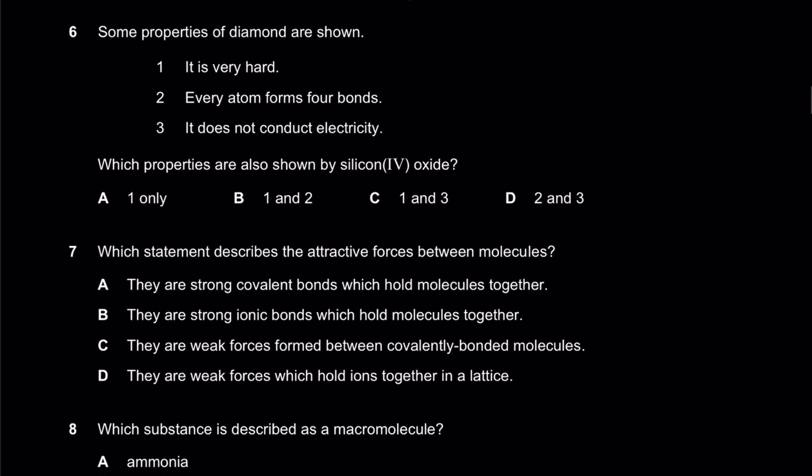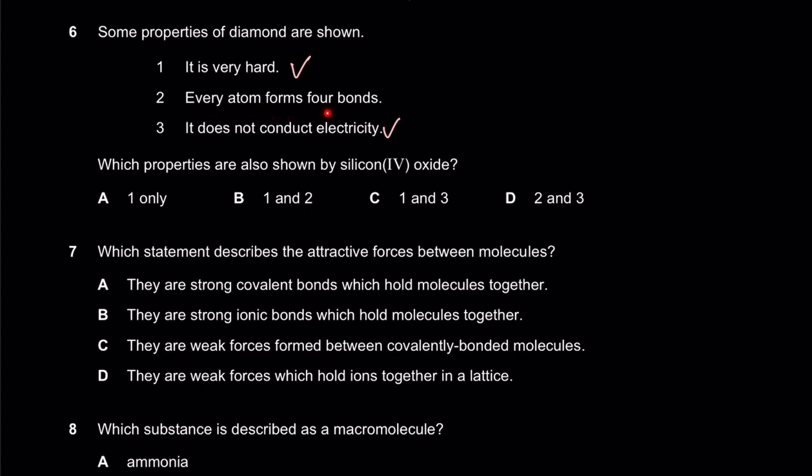Some properties of diamond are shown, and it's asking which of these properties are also shown by silicon(IV) oxide. They are both giant covalent structures. They are both very hard. They both do not conduct electricity. Why are they hard? Because of strong covalent bonds, right? Why do they not conduct electricity? Because there are no delocalized electrons to carry the electrical charge or the electrical current.